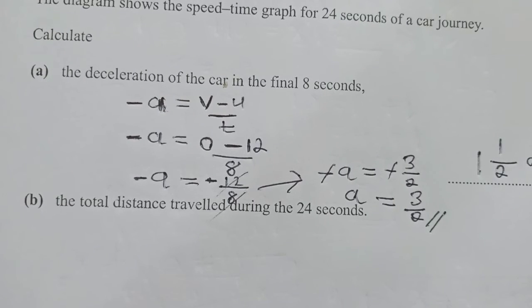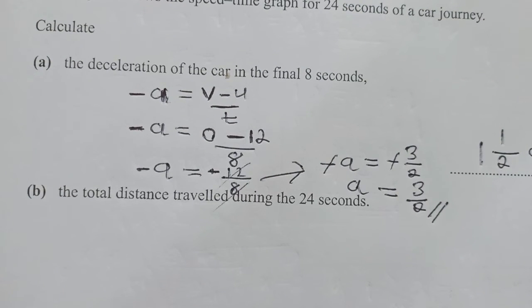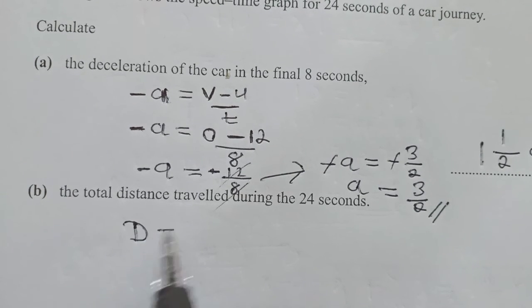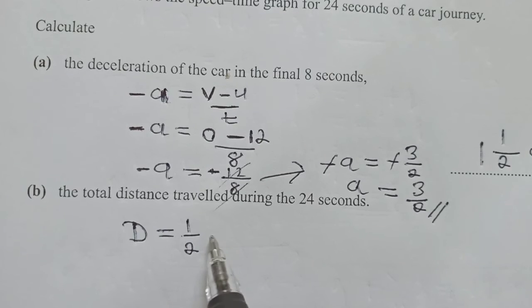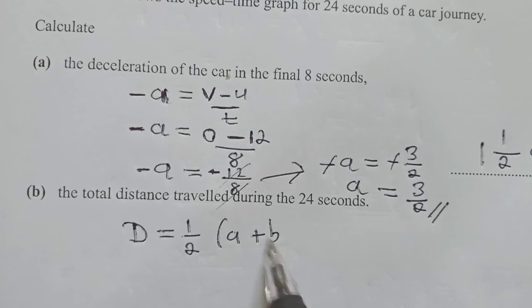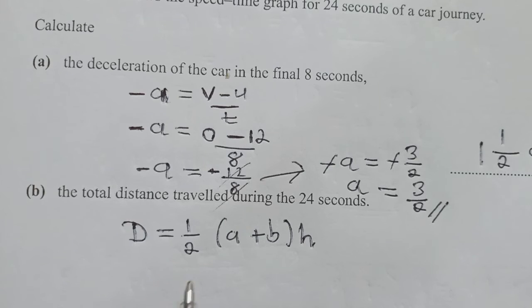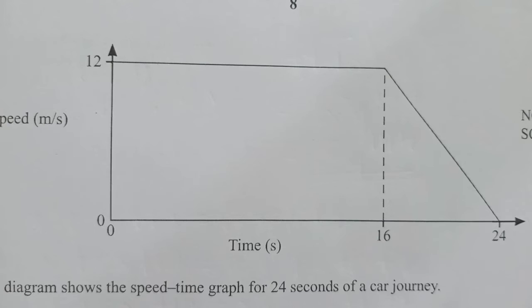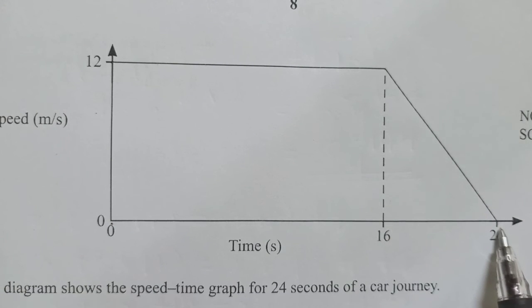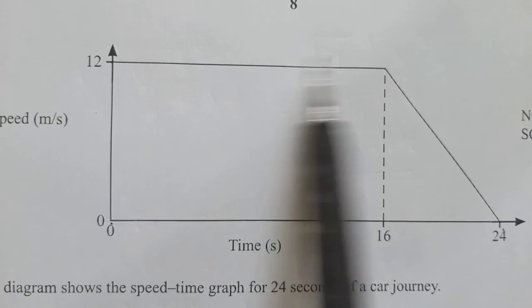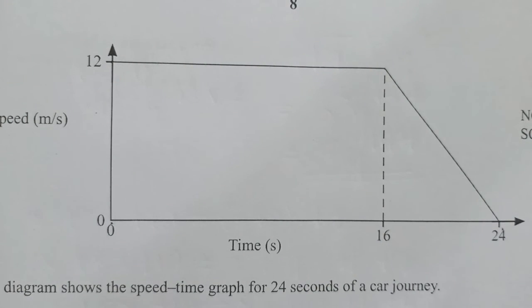Okay, so the next question is to find the total distance traveled during the 24 seconds. For distance here, we shall use this formula looking at the shape that we have. This is the formula for finding the area of a trapezium. If you can see the shape that we have, that's why we're using the formula. Our a will be from here to here, which is 24, and our b will be from here to here. If you see, this is 16. Our h will be from here to here, which is 12.